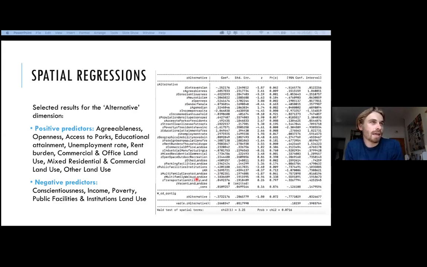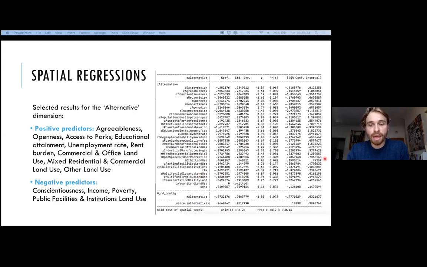And similarly, they seem to be occupied by high levels of well-educated individuals who aren't necessarily employed in conventional jobs, which potentially gives them more time to dedicate to community engagement and projects which increase this alternative atmosphere within an area. So there are some quite interesting findings for this dimension, and it's something we're looking into further.